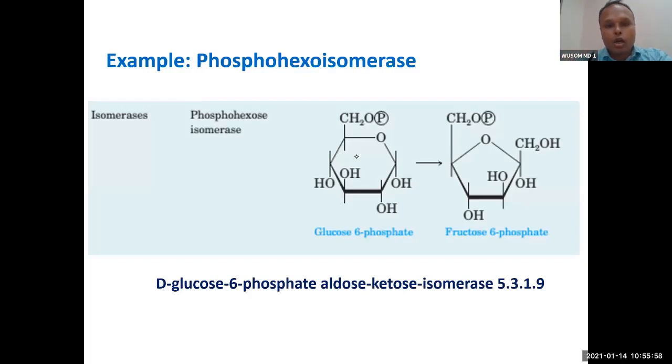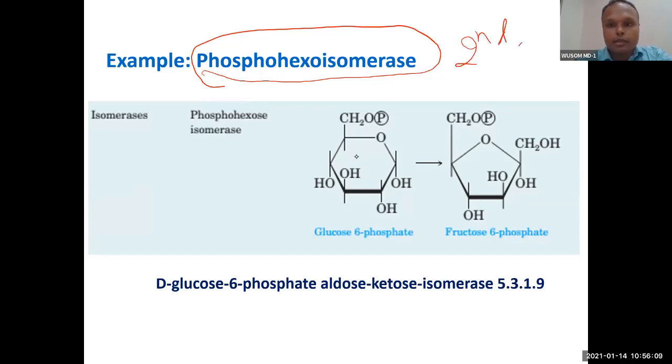Now let's talk about this isomerase. What is isomerase? We will talk about this isomerase in glycolysis. What is phosphohexoisomerase? Phosphohexoisomerase, the second enzyme of glycolysis.